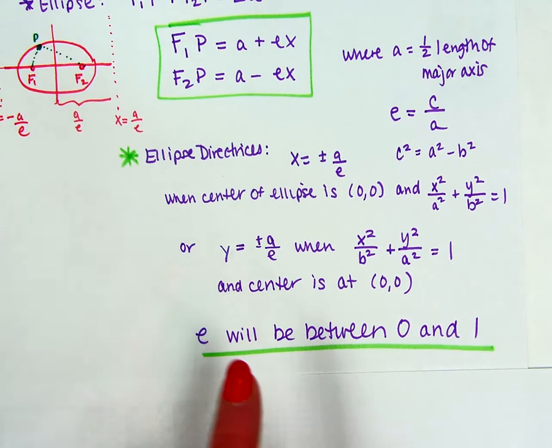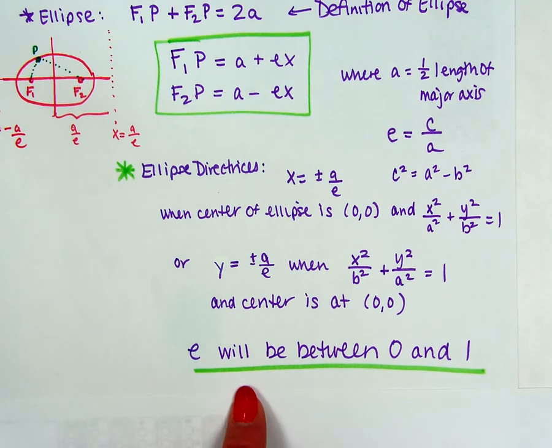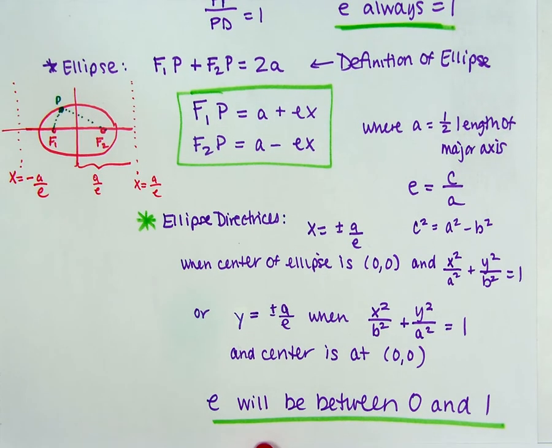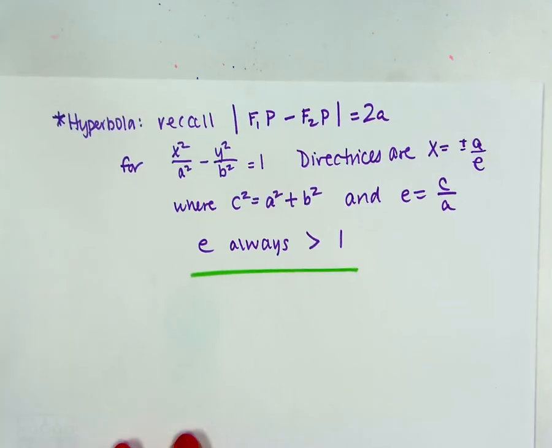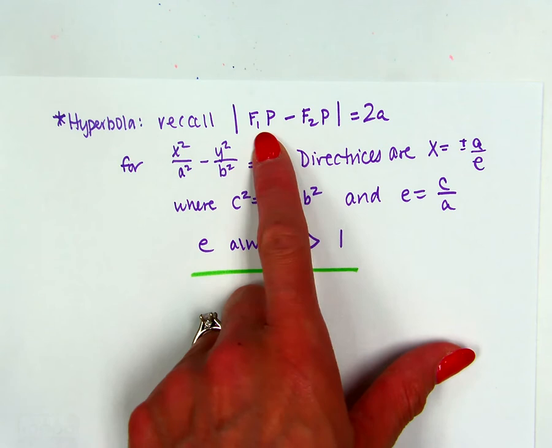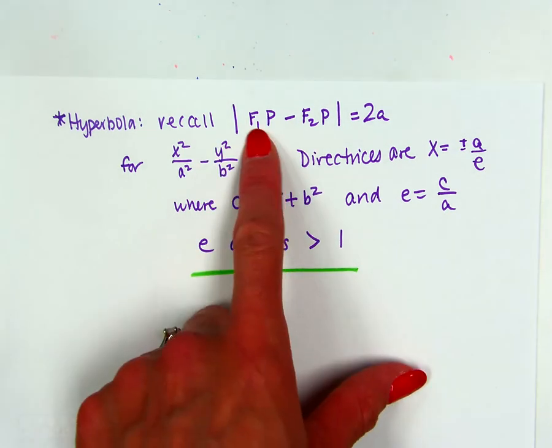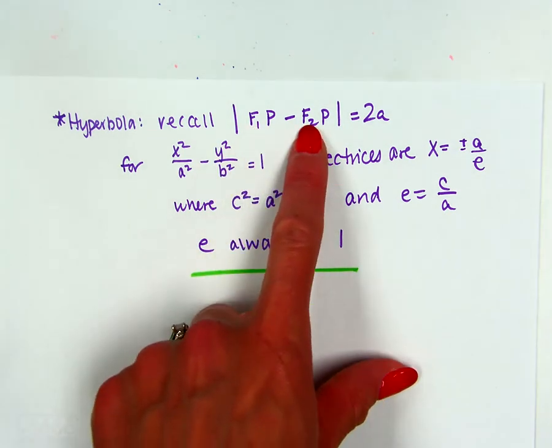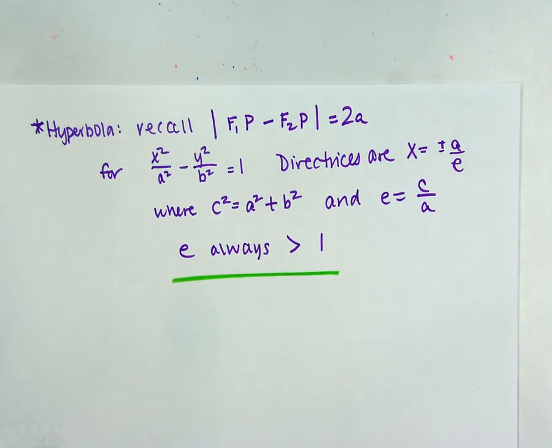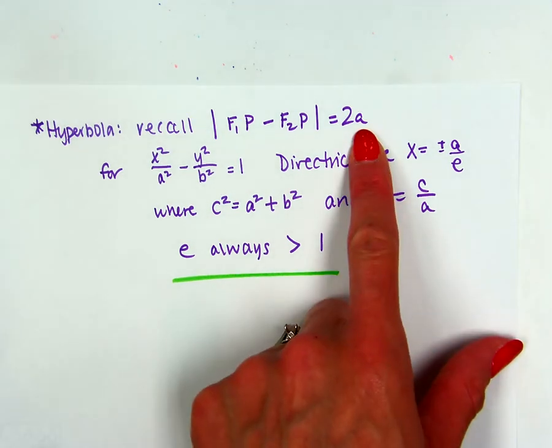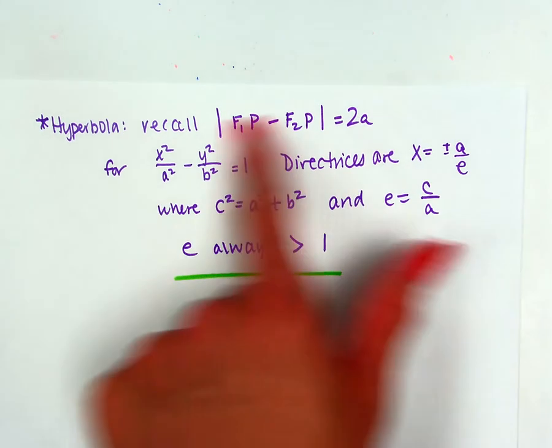All right, now if you find your eccentricity for an ellipse, it's always going to be a number between 0 and 1. Okay, if there's too many notes here, just pause it and then come back to the video when you're ready. All right, for a hyperbola, you should already know the definition of a hyperbola. That's the absolute value of the difference of the distances between the first focus and a point and the second focus and a point is going to be equal to 2 times, now it's not called the major axis, but it's your transverse axis. Right, so it's equal to 2a. So that was your definition.